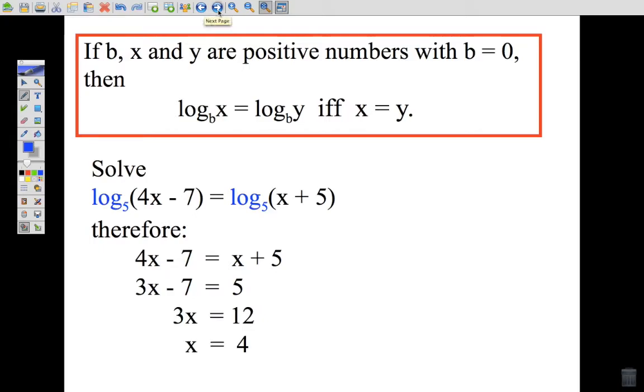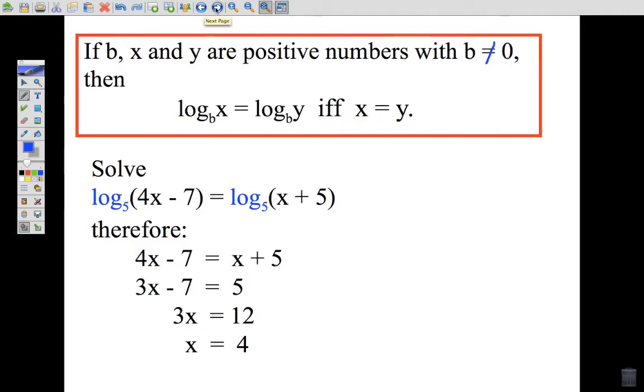So x is 4. You should always do a quick spot check, taking a look at x, and when you put 4 in place of x in the original equation, don't worry about what the log base 5 is of it. Check to see the calculation 4x minus 7. Will that still give you a positive number? Check putting 4 in this statement. Will that still give you a positive number? Because remember, in the original statement, b, x, and y all have to be positive numbers, again, and b is not allowed to be equal to 0.